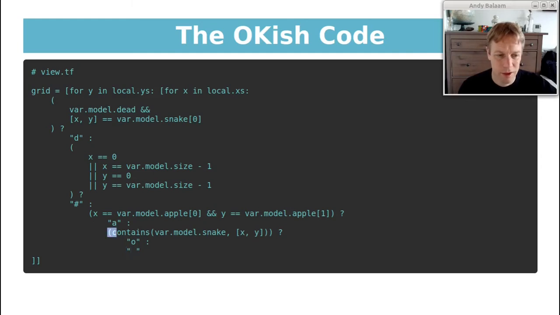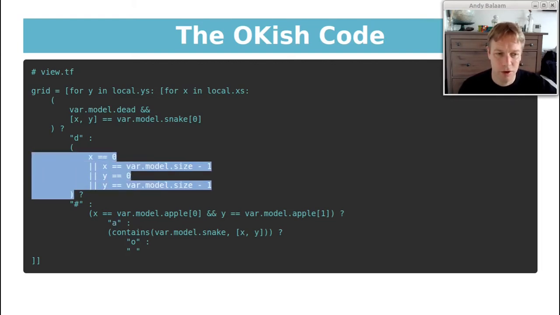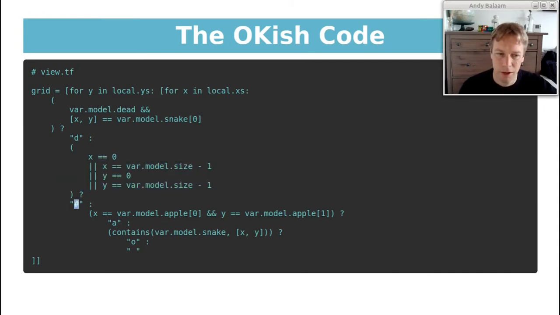So that's, are we on the snake's body? This is, are we on the apple, which you could probably see is, is the X coordinate that first position of the apple, and is the Y coordinate that second position of the apple? If so, our answer is A. And then the previous bit is just, if we're on the edge of the screen, then the output is hash.